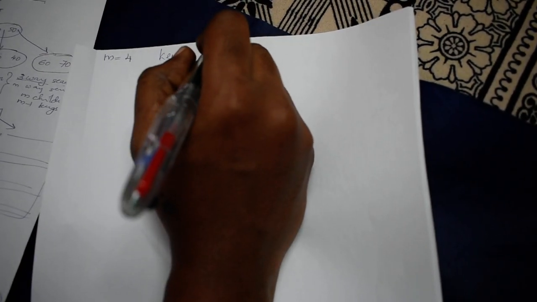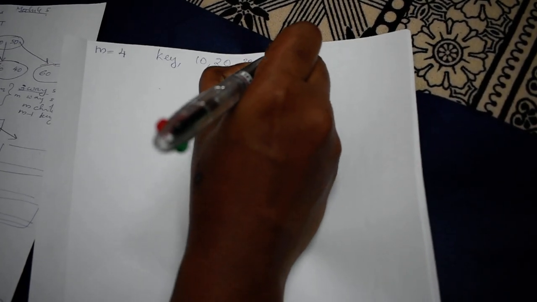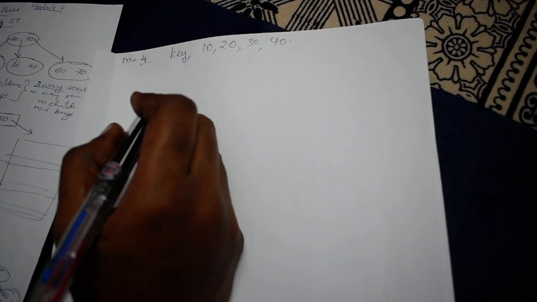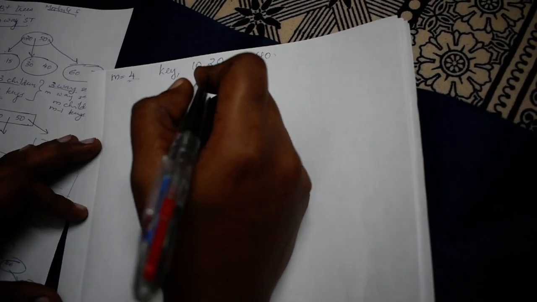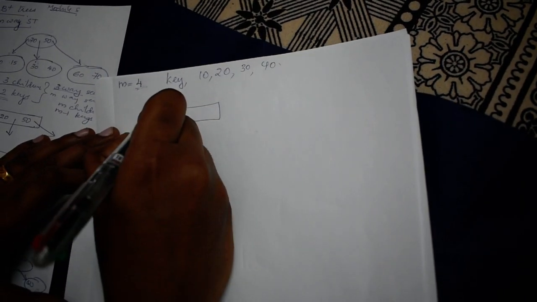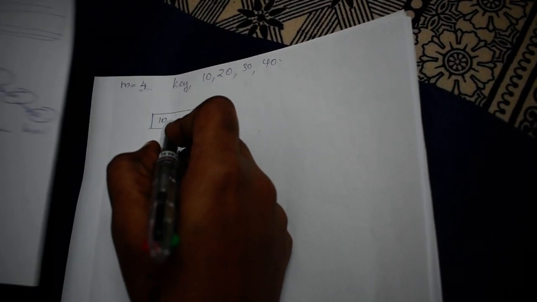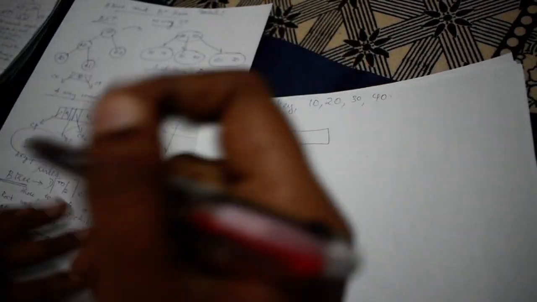Suppose the key values I am adding are 10, 20, 30, 40, like this. So in a node, how many keys will be possible? 3 keys will be possible since it is an m-way search tree. Suppose I am creating a node like this and inserting 10 into it. In between there are child pointers as well as record pointers. I am not going to detail the pointers.